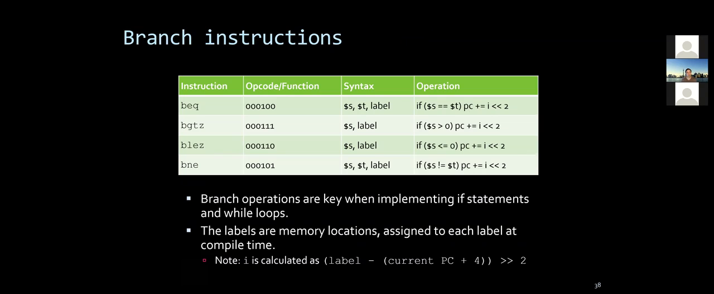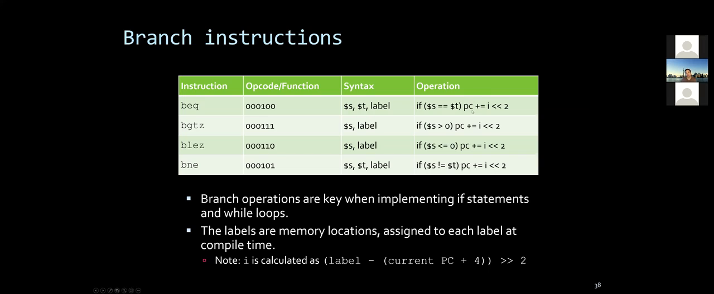Okay, so those are the branch instructions. Several examples of those: branch if equal, branch if greater than 0, branch if less than or equal to 0, branch if not equal, and so on. Branch operations are essentially key when implementing if statements and while and for loops. The labels here are memory locations assigned to each label at compile time. And the note is that I is calculated using this formula.